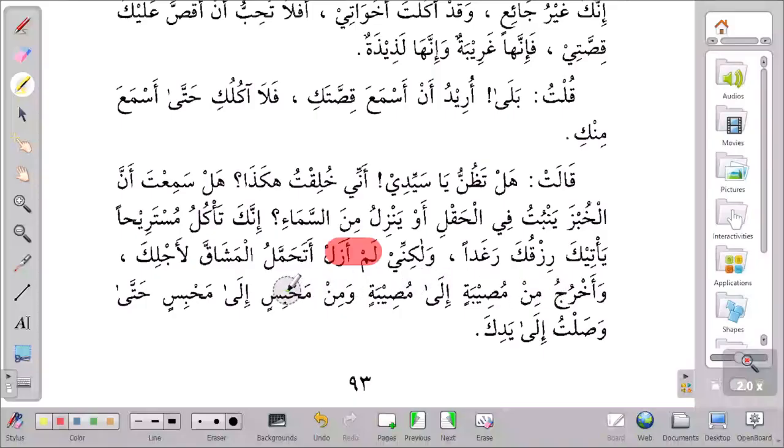Wa min mahbisin ila mahbisin, and from mahbis to mahbis. When we say mahbis, it means the cell, the prison. That's what they say, mahbis. Habasa is actually to confine someone. Habasa yahbisu.